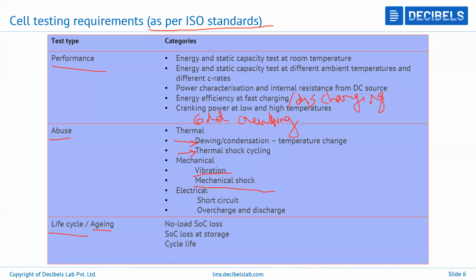And then finally electrical abuse. You have short circuit, where you can simulate both internal and external short circuit and then test it out to see how the battery has performed in that situation. Overcharging and over discharging.